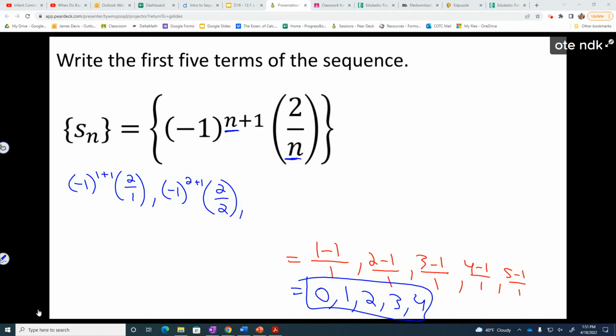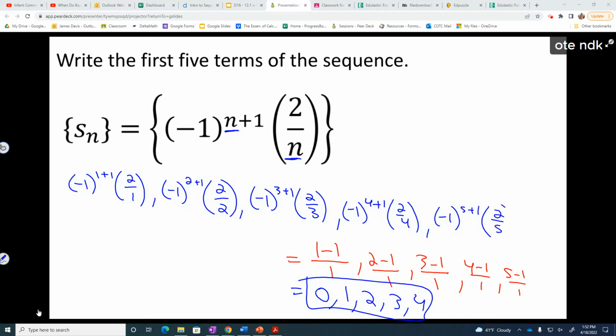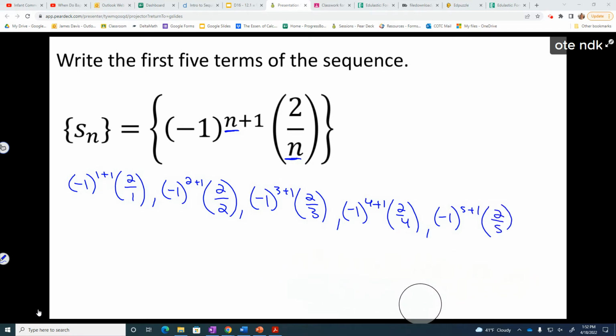Our next term is our third term, so we're going to plug in 3. Negative 1 to the 3 plus 1 times 2 over 3. Fourth term, negative 1 to the 4 plus 1 times 2 over 4. And negative 1 to the 5 plus 1 times 2 over 5. Now this negative 1, you're actually going to see it quite often in these different sequences. Let's see what happens here. I'm going to go through and just simplify these a little bit.